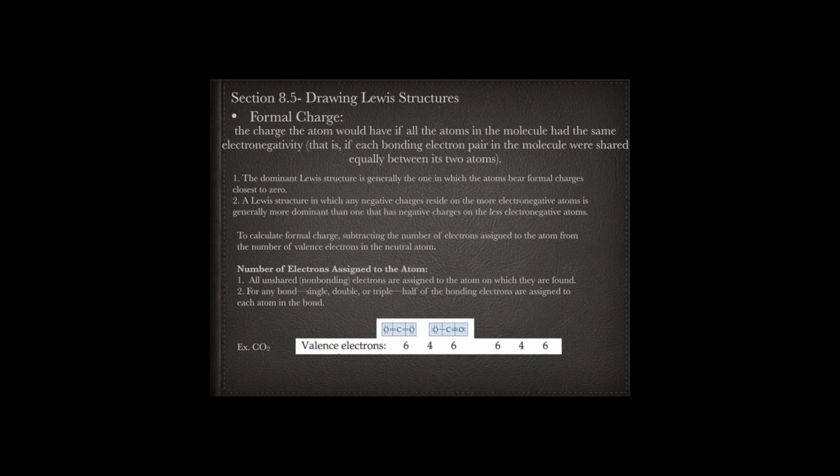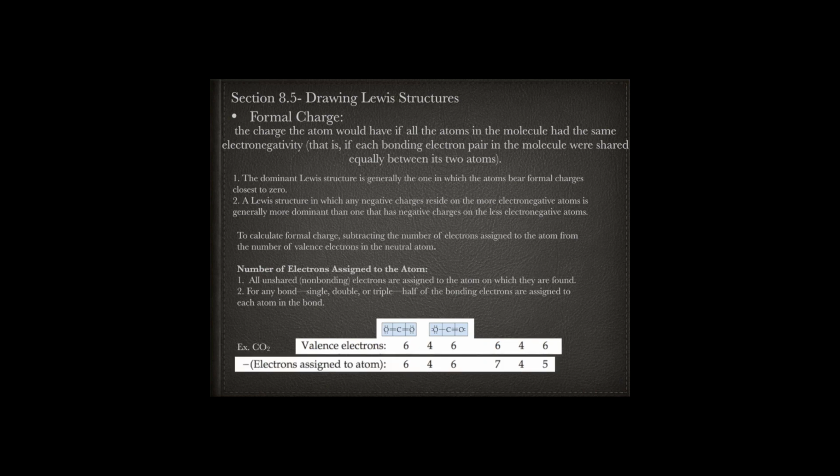The next Lewis structure: that oxygen on the left-hand side has 6 lone electrons, and then 1 single bond, which counts as 1 electron, so that is a total of 7 assigned electrons. The carbon has a single bond and then a triple bond, so that's 4 electrons, and then the oxygen on the other side has 2 lone electrons and then a triple bond, so that's a total of 5 assigned electrons.